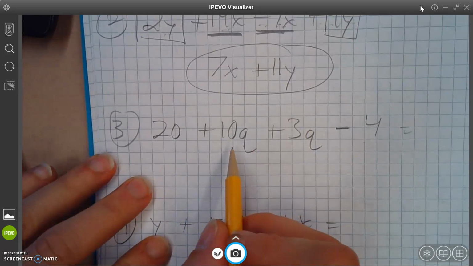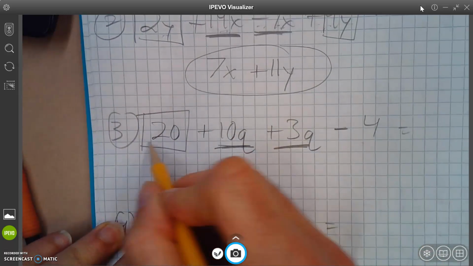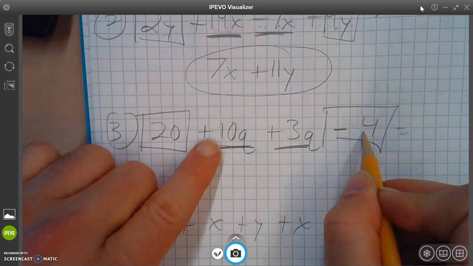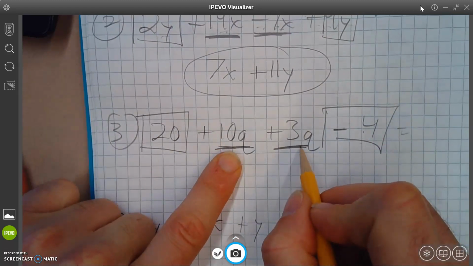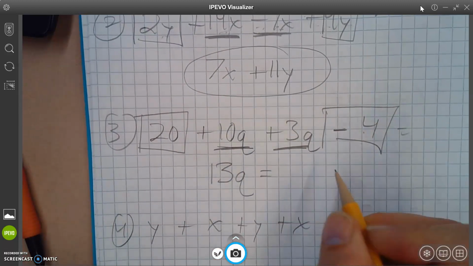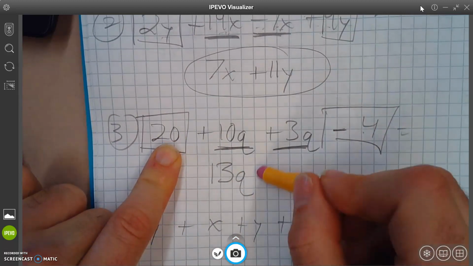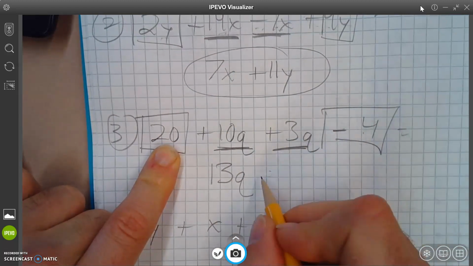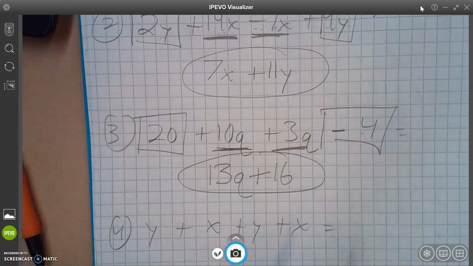All right, let's try it. 10q and 3q and the 20 minus the 4. Those look to be constants. Let's start. 10q plus 3q is 13q. 20 minus 4 is, oh, I don't know why I put an equal sign, 16. 3q plus 16, got it.